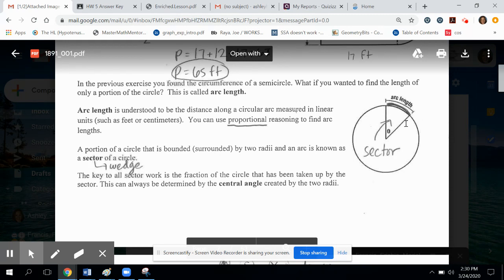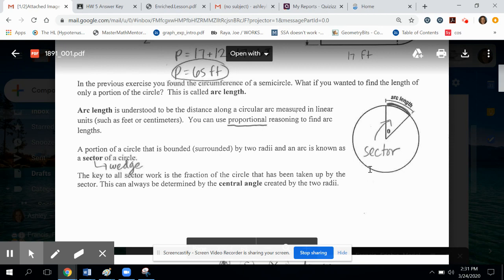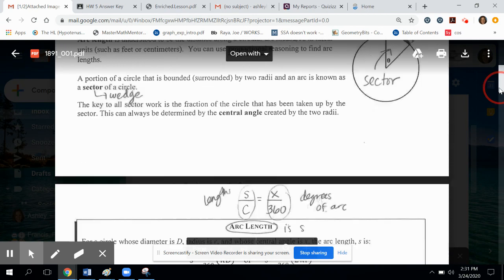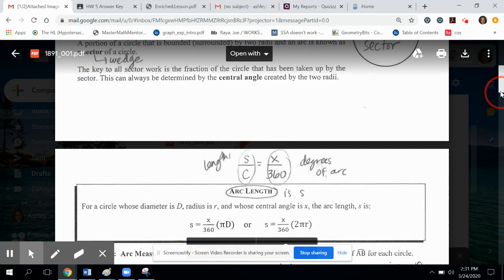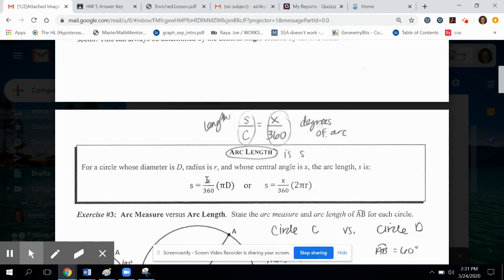A key word here, it looks like a wedge in layman's terms. This looks like a wedge or a slice or a piece of pie, piece of pizza. This is called a sector. So on the back, this is the bulk of the new information today. I don't want to confuse you with all that's going on here, so let me break it down for you.